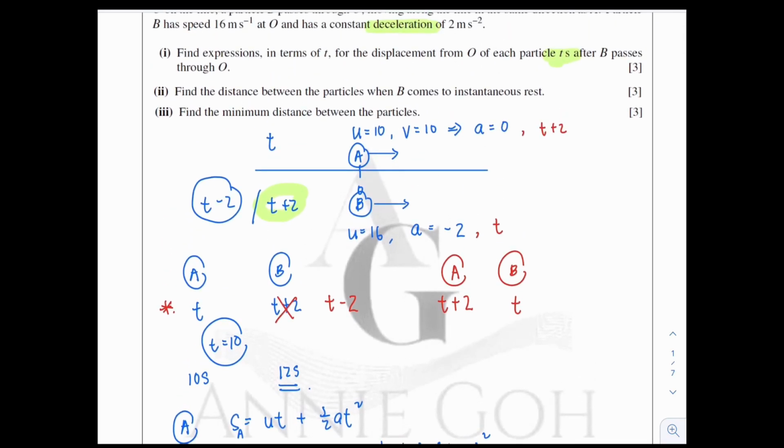For part 2, you are asked to find the distance between the particles when B comes to rest. First of all, we've got to find out the time when B comes to rest. When B comes to rest, it means that V equals 0. So let's find out the time when V equals 0 for particle B.